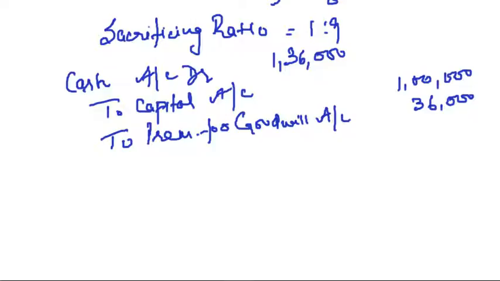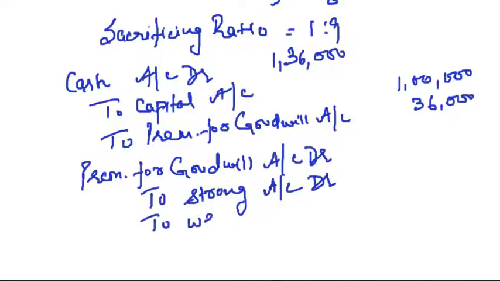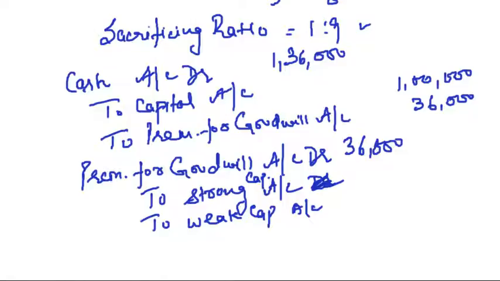Right? Now this premium for goodwill will be adjusted through the old partners' capital accounts. Who are the old partners? Strong and Weak. Here you will write Strong capital account, Weak capital account, sorry, not debit, credit. What is the premium for goodwill? 36,000. What is the sacrificing ratio? 1:9. So Strong will get 3,600 and Weak will get 32,400.